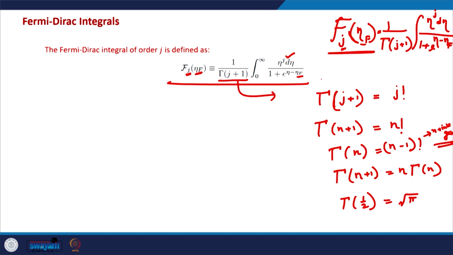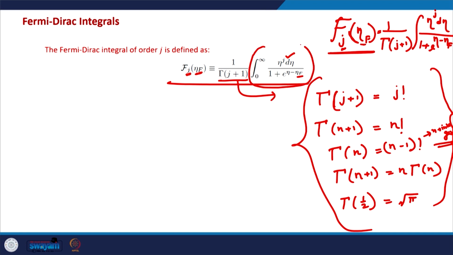So this is essentially the summary of the gamma function, and with this gamma function we can define the Fermi-Dirac integral function, in which there is an integral which looks like this, which is essentially integral over parameter eta of the term eta to the power j divided by 1 plus exponential eta minus eta f, and along with this we have a normalization factor of gamma j plus 1.